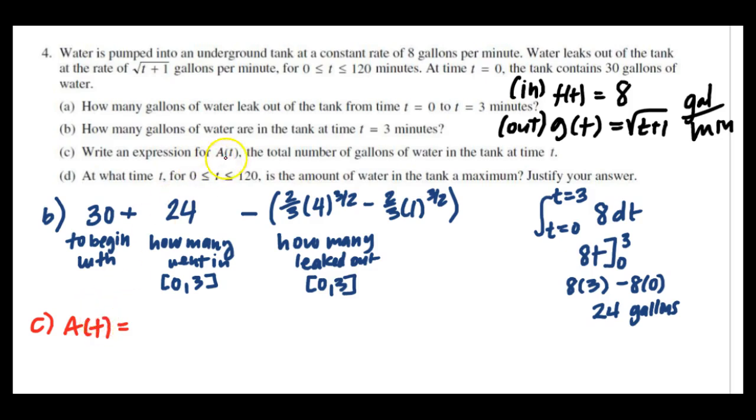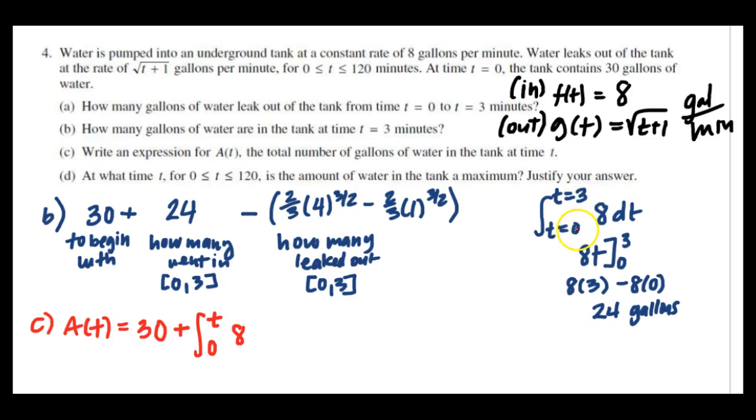So to find the total number of gallons at some generic time t, it still matters how many gallons there were to begin with. So that's not going to change. I'm still going to need to start with the fact that there were 30 gallons in the tank. And I'm going to need to add however many gallons went in, but instead of between 0 and 3 this time, it's going to be between 0 and t. So my integral is going to go from 0 to t of the function 8. So over here, doing this work actually would help us set up part C a little bit easier.